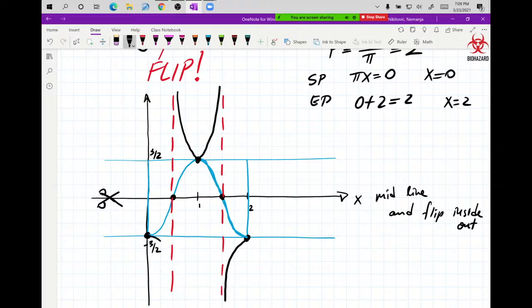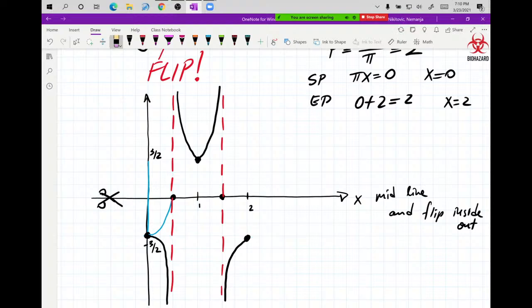So what I did is I cut and I flip. I cut and flip. So now, if I get rid of all of the blue lines, what you are left with is the secant graph. So I drew cosine, but then I just flipped that cosine inside out and I got the secant. That's all it is.